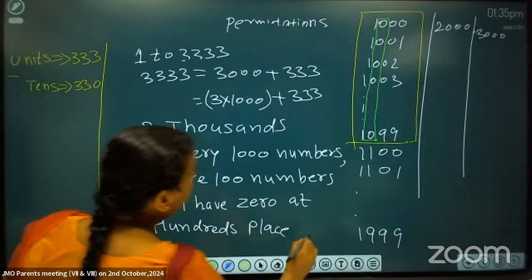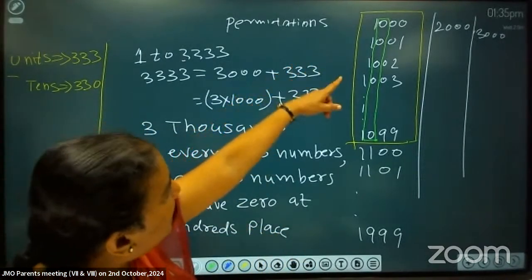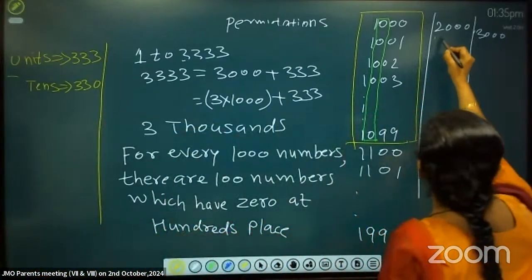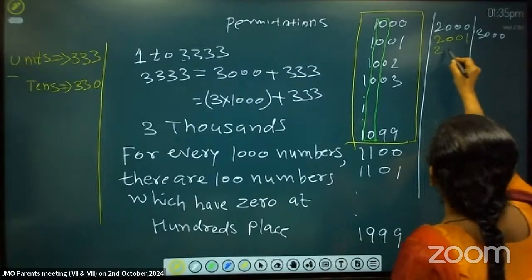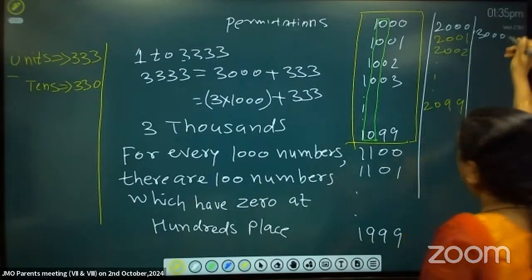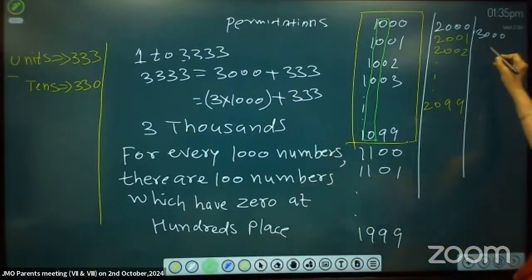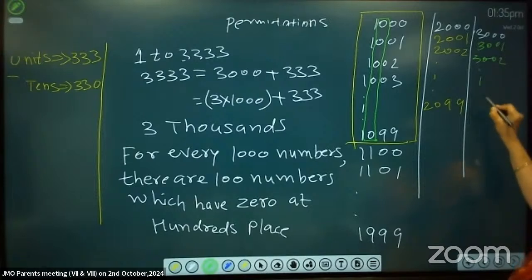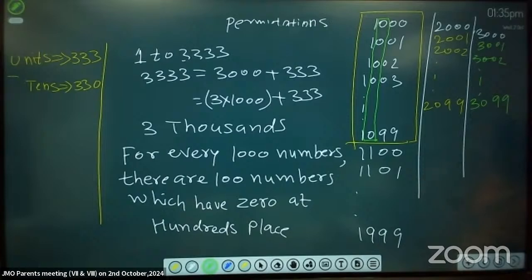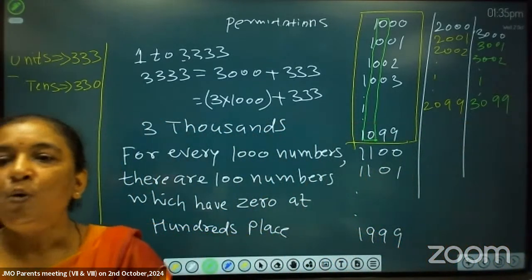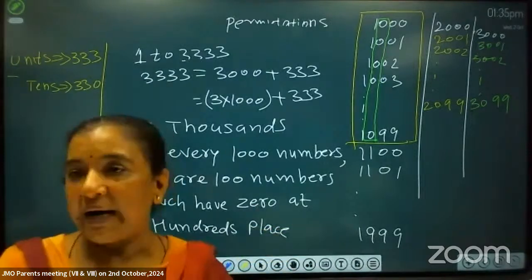So I will get the zero from 1000 to 1099. Then from 2000, I will get 2001, 2002 up to 2099. And similarly for 3000, I will get 3001, 3002 and so on till 3099. So for every 1000 numbers, there are 100 numbers which have zero at hundreds place.